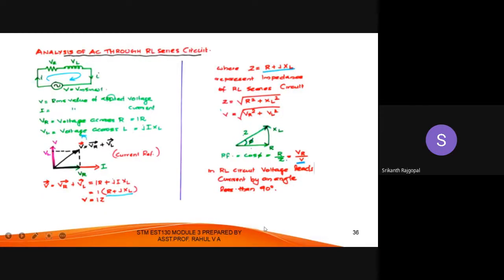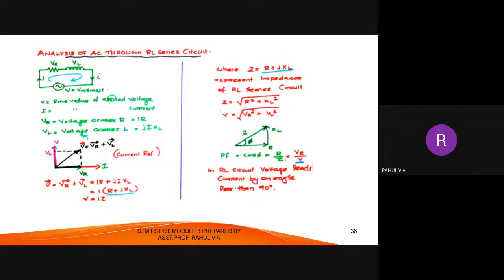Okay. Next topic is analysis of AC through RL series circuit. So till now we were discussing only a single component, either resistor or inductor or capacitor. Now there are two such components connected in series to the AC supply.